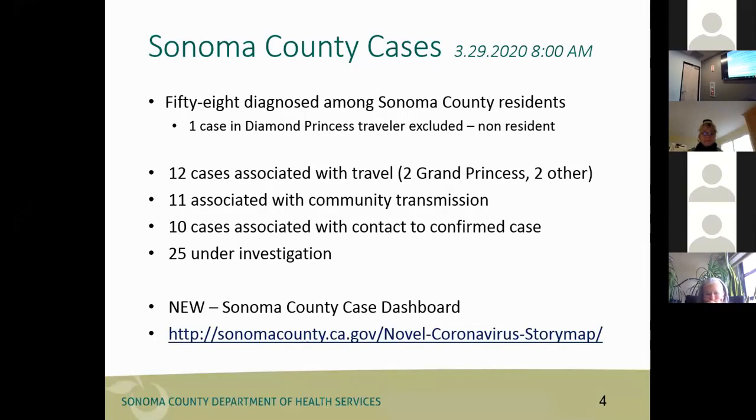And then I also just wanted to include our link to our story map, which has up-to-date information. If you'd like to go ahead and click through that and get more information. It's updated twice a day, and then on the weekends once a day. So it's usually the most up-to-date numbers.